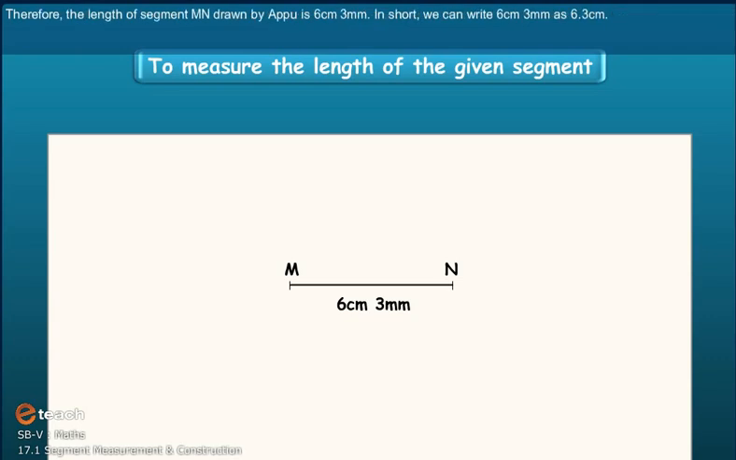Therefore, the length of segment MN drawn by Appu is 6 cm 3 mm. In short, we can write 6 cm 3 mm as 6.3 cm.